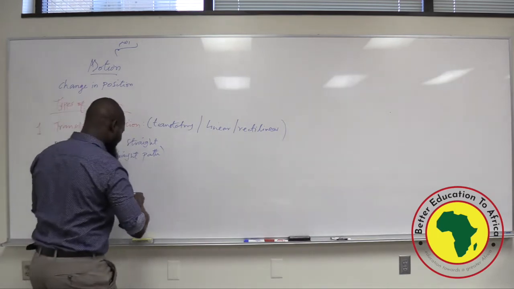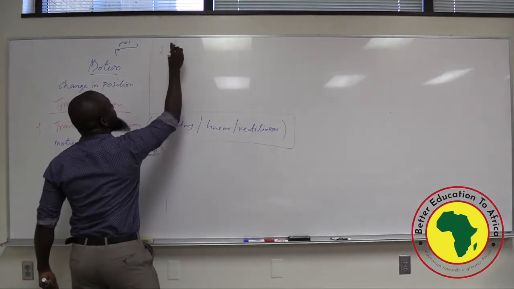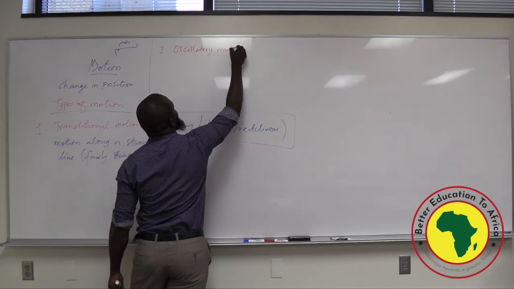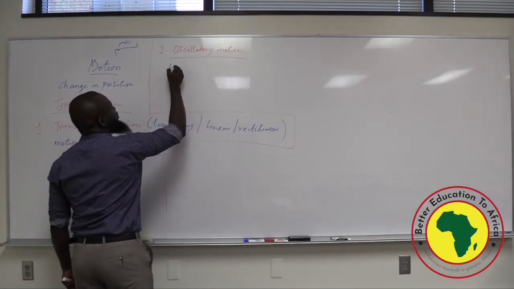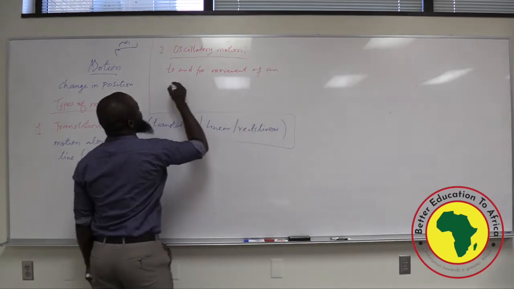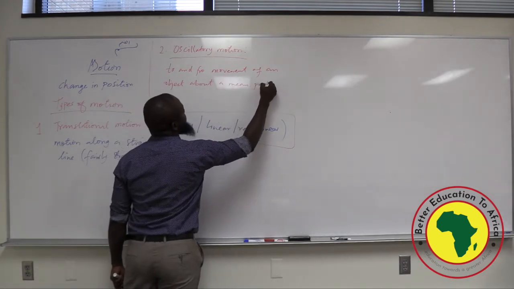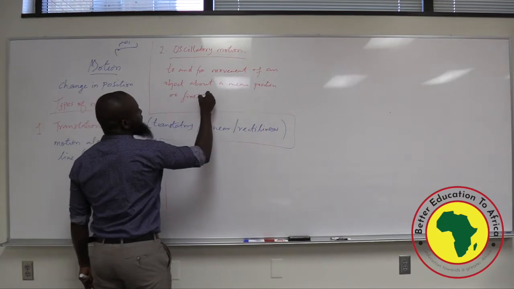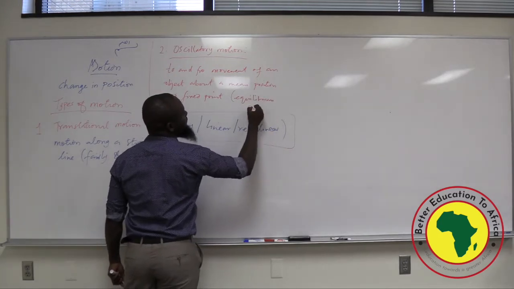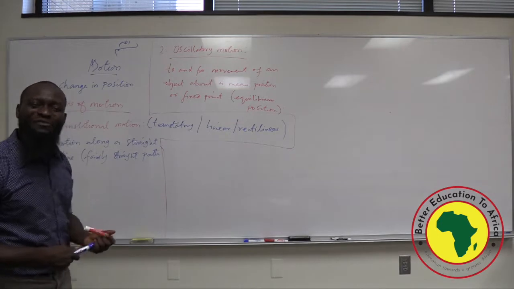Then the second one is going to be, I will call this, oscillatory motion. Oscillatory motion is the to and fro movement of an object about a mean position or fixed point, usually called the equilibrium position. To and fro, back and forth, about a fixed position.